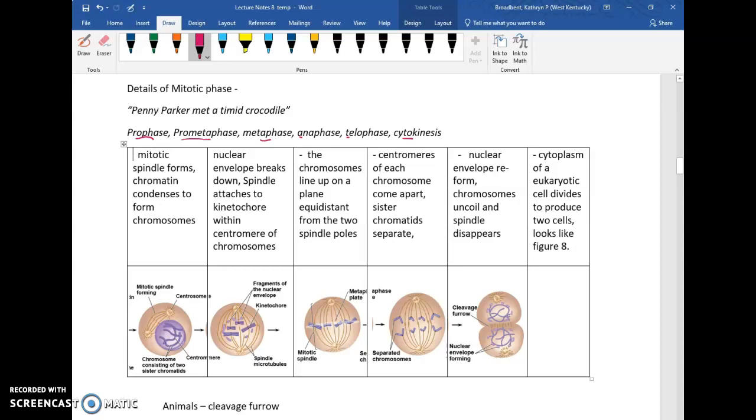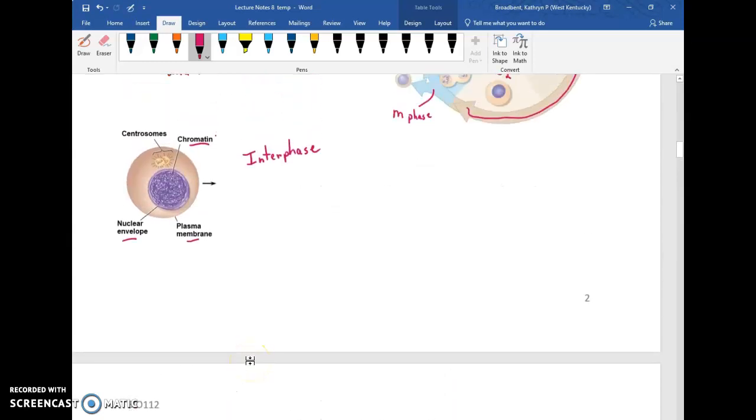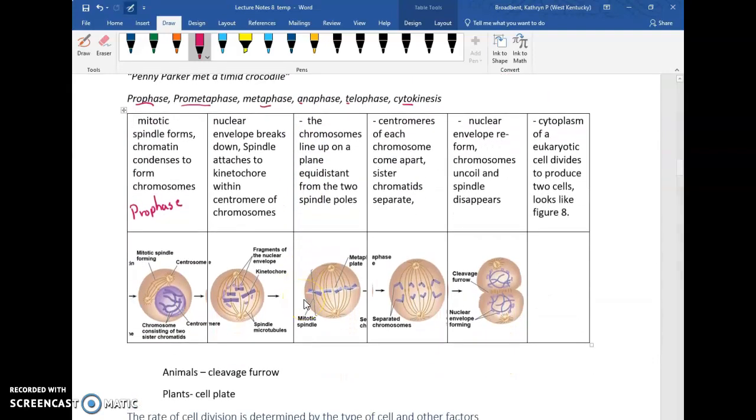So let's go and look at what happens in each of those phases. The first one we said was prophase. And in prophase, the mitotic spindle forms. Chromatin condenses to form the chromosomes. So when we had the cell that was in interphase, chromatin just looks like a big mess in here, right? When we get to prophase, we've got chromosomes consisting of 2 sister chromatids.